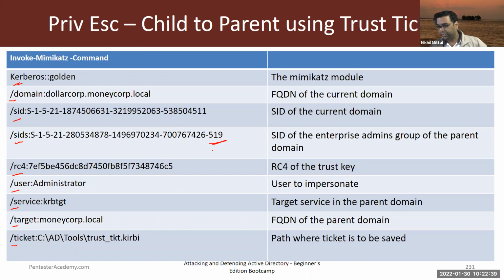And this would mean when the forest root domain controller decrypts the TGT, it would translate and provide you enterprise admin privileges. What is this 519? This is a well-known RID, relative identifier of the enterprise admin group, and rest of it is the SID of your forest root.